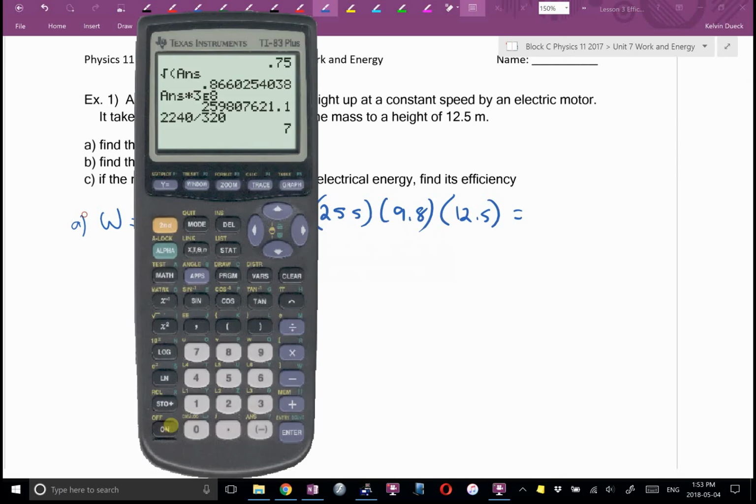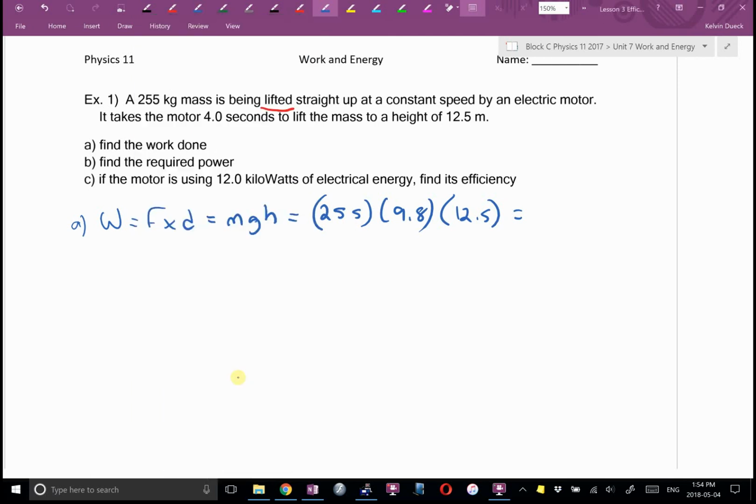So that's going to be 255 times 9.8 times 12.5. You'll get 31,237.5. I'm going to write down 31,200, but I'll keep this on my calculator. Work. What are the units for work? Is work measured in watts? No. Don't put the W at joules. Okay. Cool.